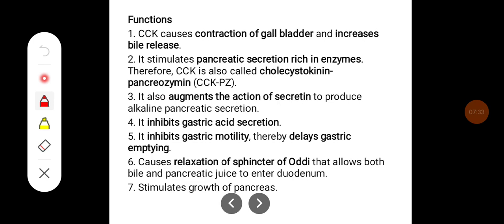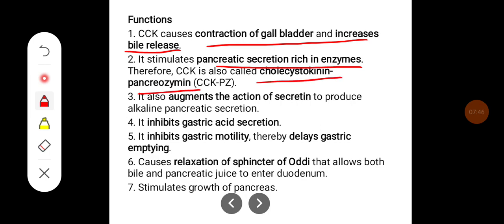Functions. CCK causes contraction of the gallbladder and increases the bile release. It stimulates the pancreatic secretion rich in enzymes. Therefore, CCK is also called cholecystokinin-pancreozymin, that is CCK-PZ. It also augments the action of secretin to produce alkaline pancreatic secretion.